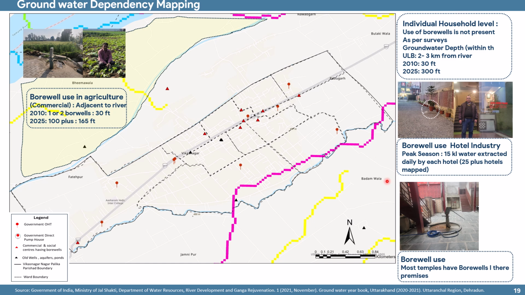Though at individual household levels no borewells are observed, commercial sectors and temples do have private borewells, and during peak season each hotel extracts around 15 kiloliters of water daily.